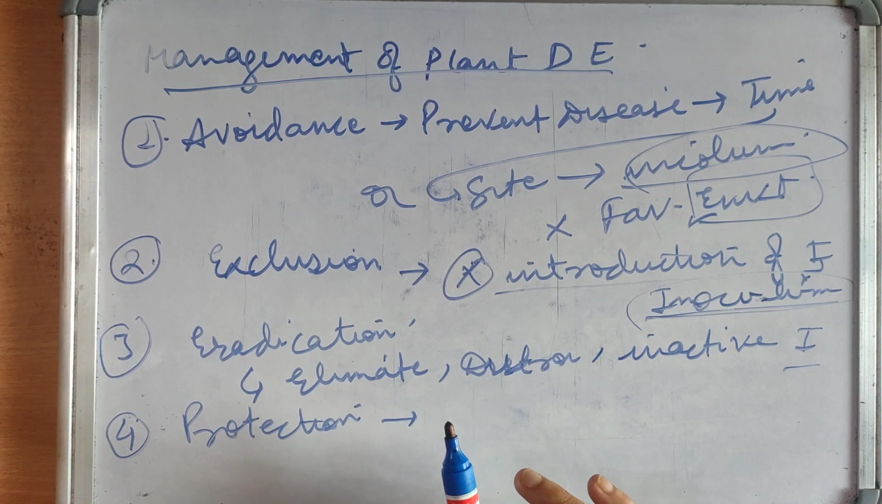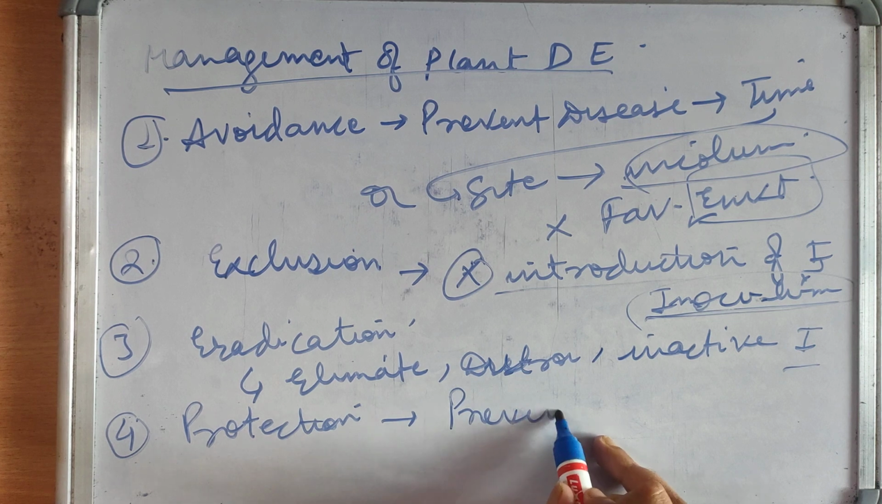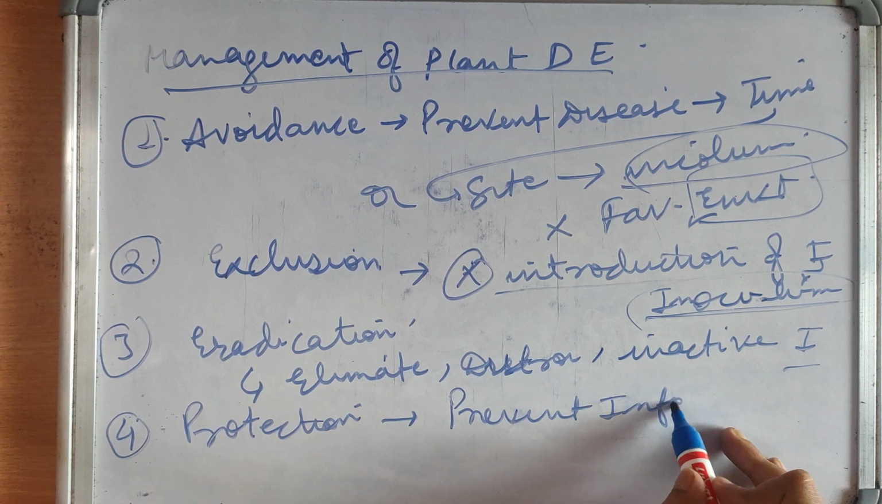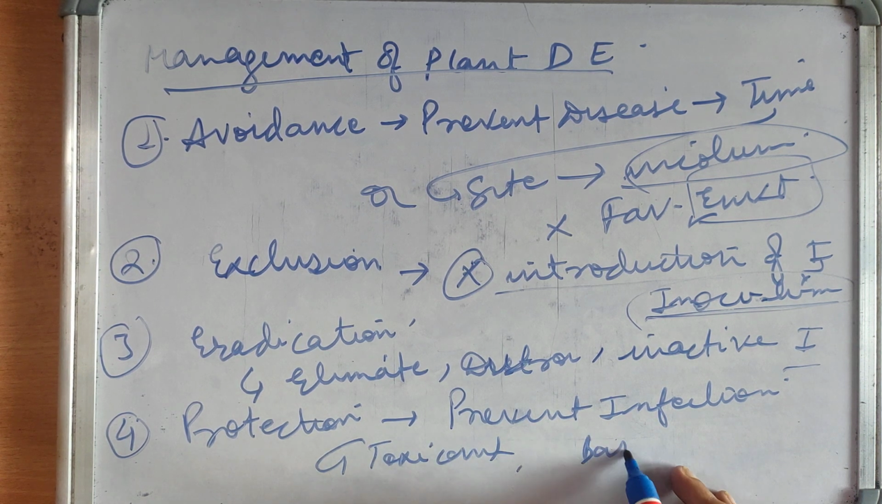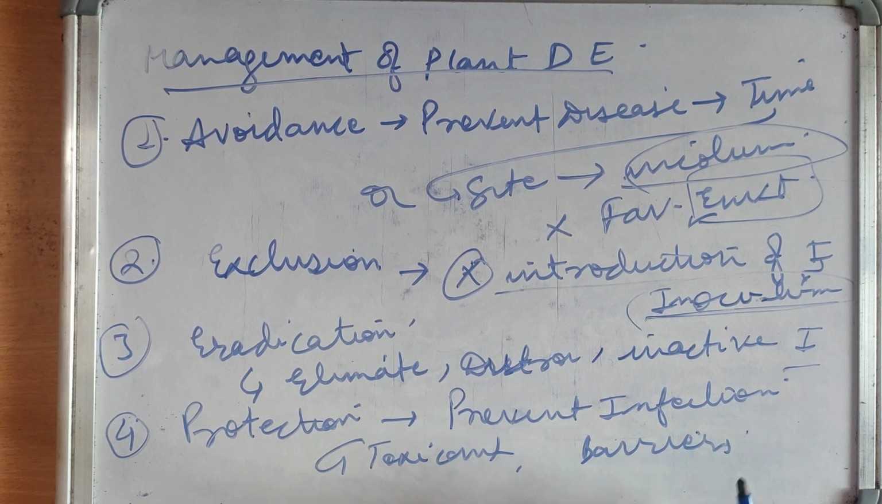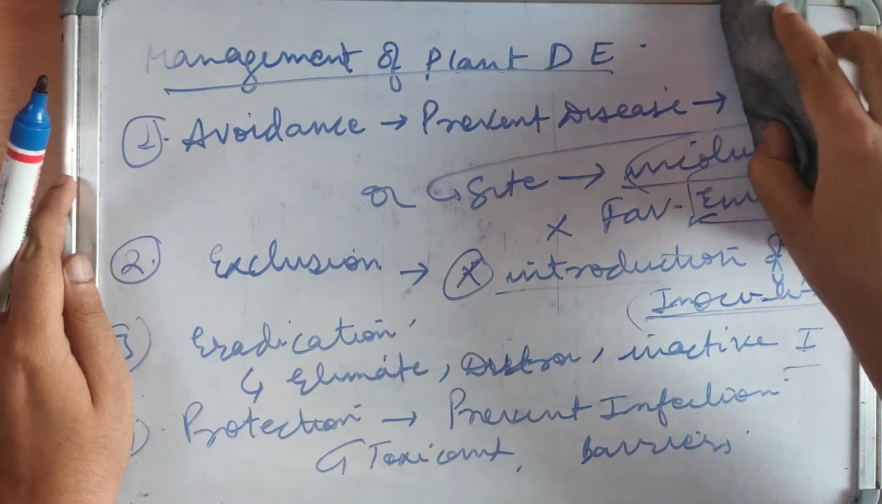Fourth method is protection. Prevent infection by means of a toxicant or some other barriers to infection. How can we prevent it? By means of some toxicant or through other barriers through which infection is prevented.